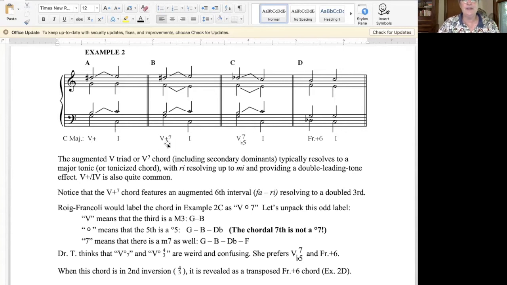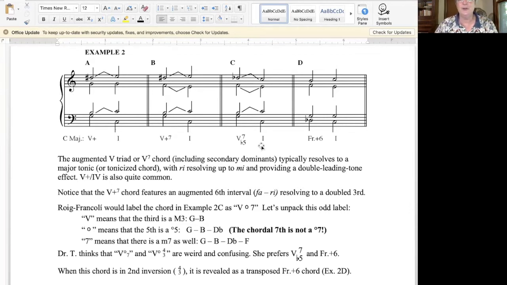In letter B, we have the same chord, except now it has a 7th added. Please note that this notation does not mean that there's an augmented 7th in the chord. It means that it is a 5 augmented triad with an added 7th. Notice the augmented 6th interval between the chordal 7th, F, and the raised scale degree 2, the D sharp. These resolve by contrary chromatic motion to the third of the one chord.